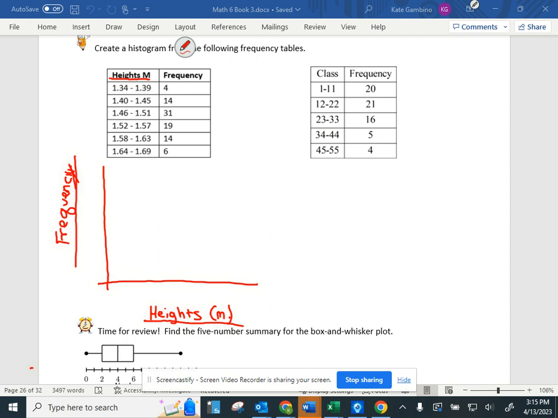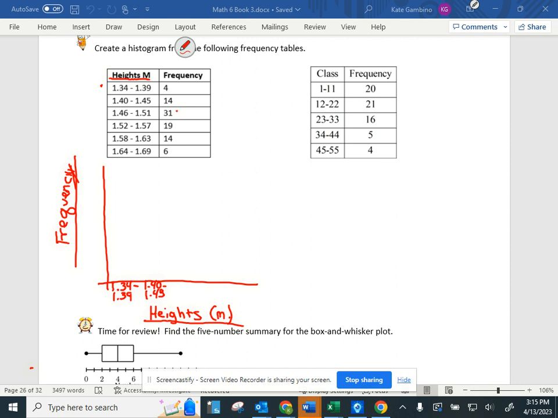So now we have to put our numbers. So if I look at my first range, it's 1.34 to 1.39. Then my next one, 1.40 to 1.45, and so on. Then when we're going up the side, we're going all the way from 0 up to 31.